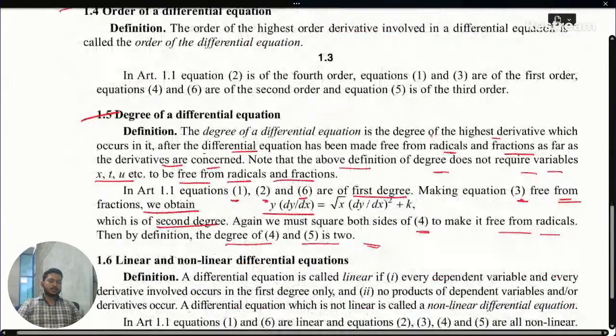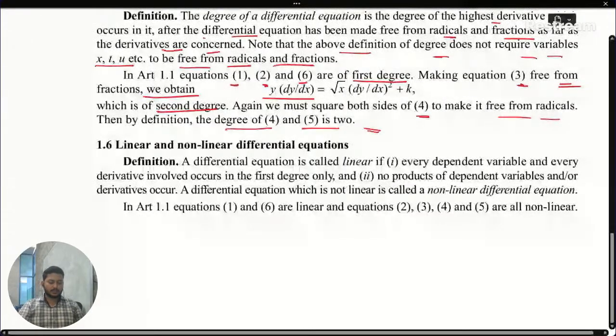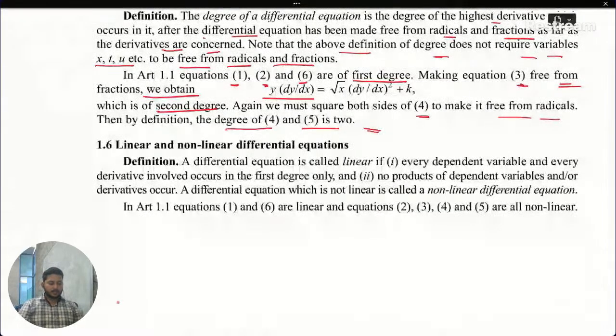Now come to the next point, and then we study some problems related to differential equations which have linear or non-linear type. So basically today I am going to teach some problems related to this.